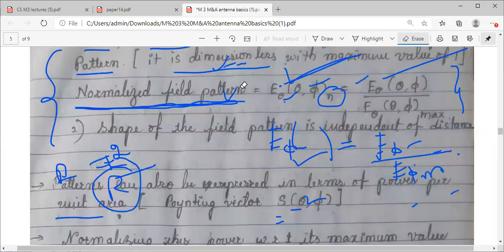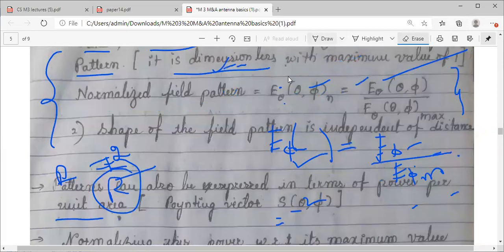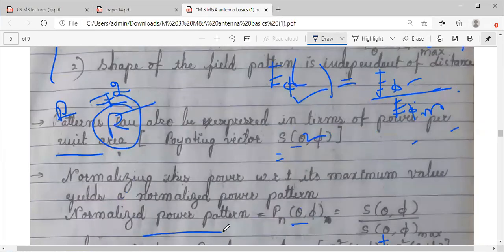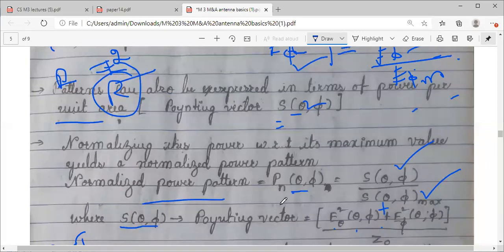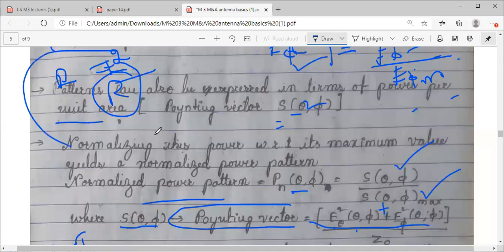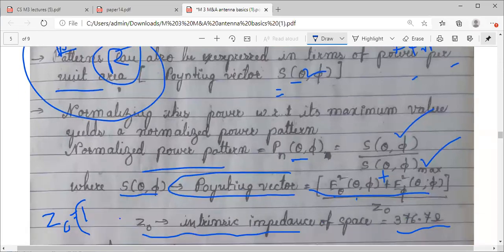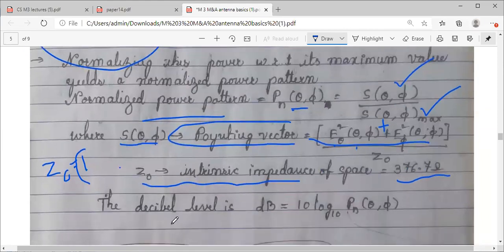For the field pattern, what will you take? This is the equation. If the variation is in the theta direction, take the original value divided by the maximum value. That is the field pattern. If you go for the power pattern, also original value divided by maximum value. What is the relation between the power and the field? They are square related. That is P equals E square by R. This is about the patterns.